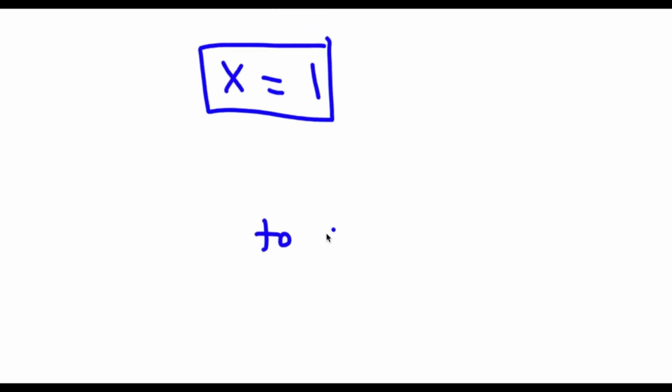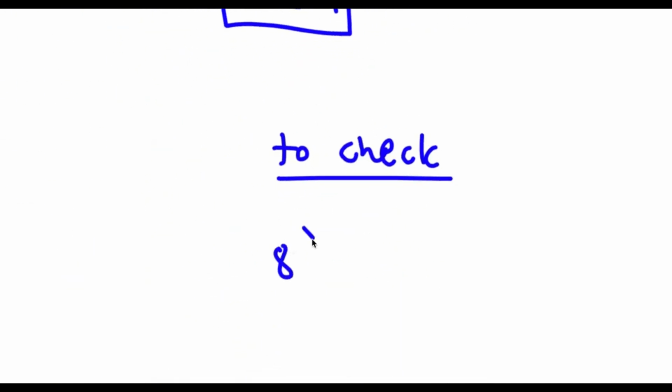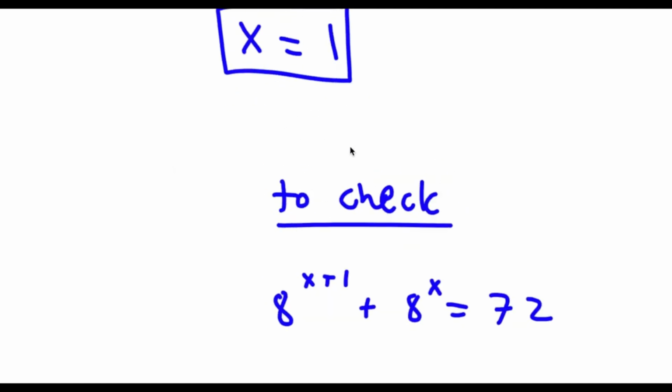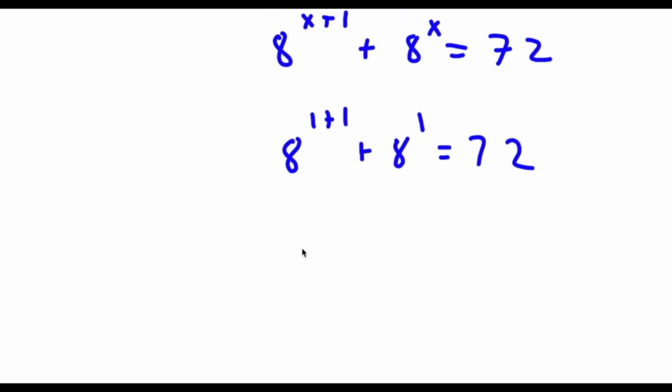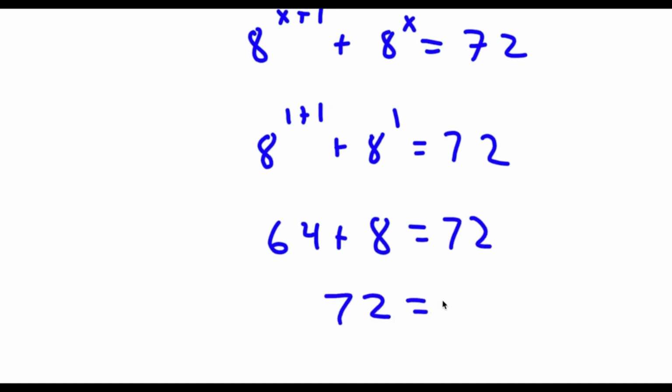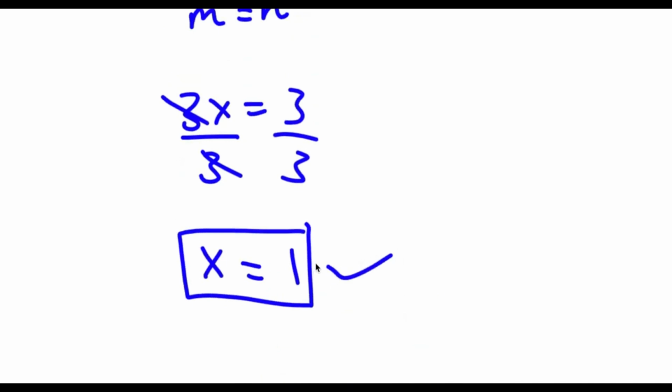So now to check, I have 8 to the power of x plus 1 plus 8 to the power of x is equal to 72. I know that x equals 1, so 8 to the power of 1 plus 1 plus 8 to the power of 1 is equal to 72. 8 to the power of 1 plus 1 is the same thing as 8 to the power of 2, which is 64, plus 8 to the power of 1 is 8, is equal to 72. 64 plus 8 is 72. So if 72 is equal to 72, and because this is right, my solution is right.